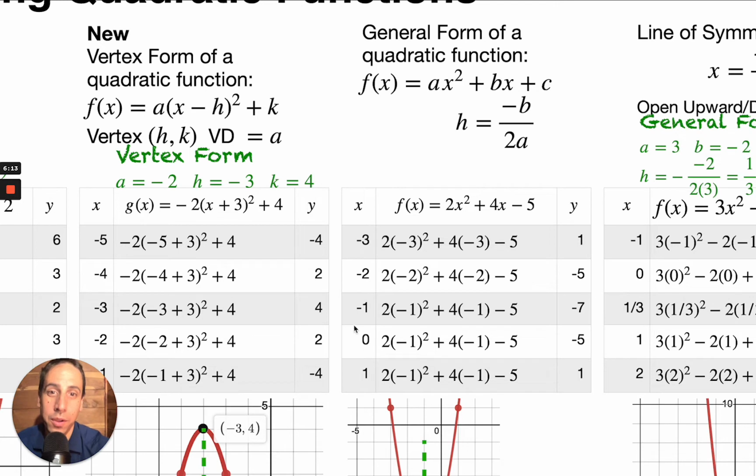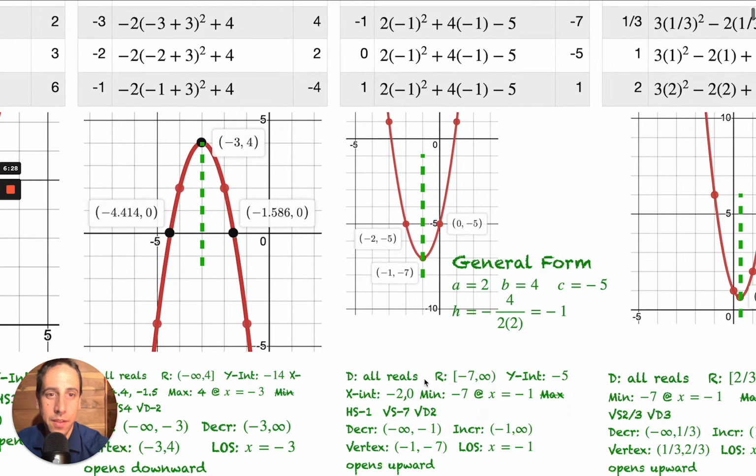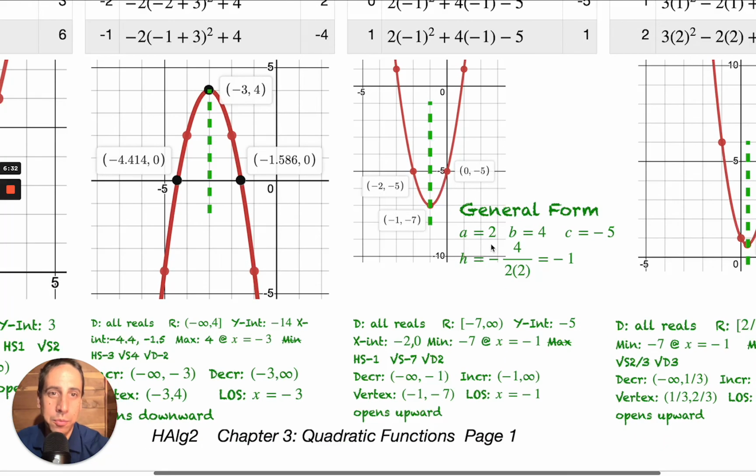And that's why we can put negative 1 right here in the middle of the table and crank out the y value as negative 7. You can crank out all these values, and you can see the symmetry: negative 7, negative 5, negative 5, 1, 1, and plot them, and there it is. Line of symmetry, oh yeah, here it is, general form. a equals 2, b equals 4, c equals negative 5. Plug them in, you get h is equal to negative 1.